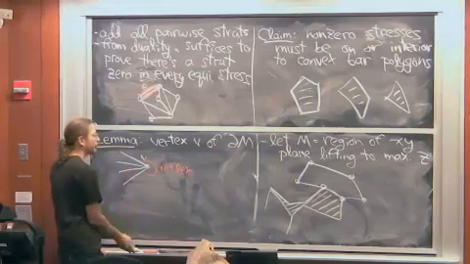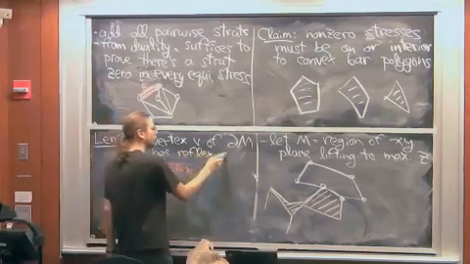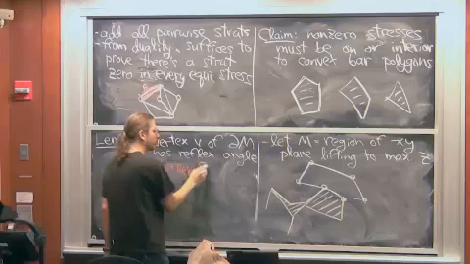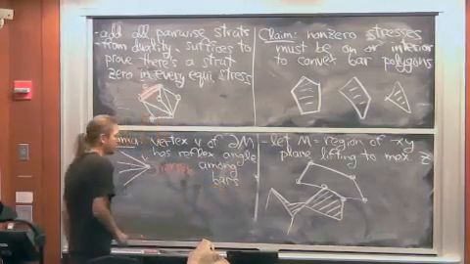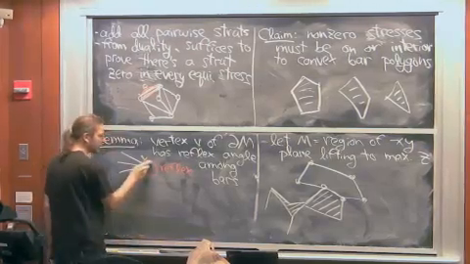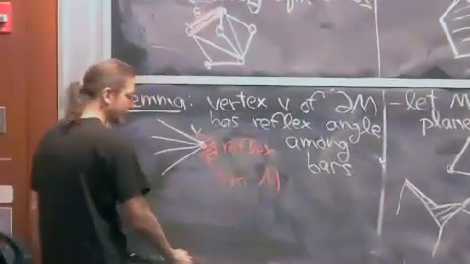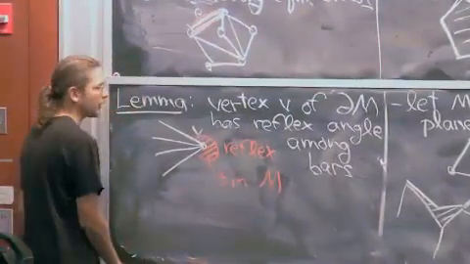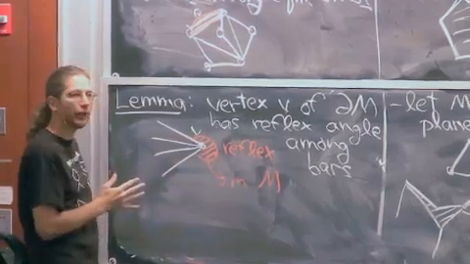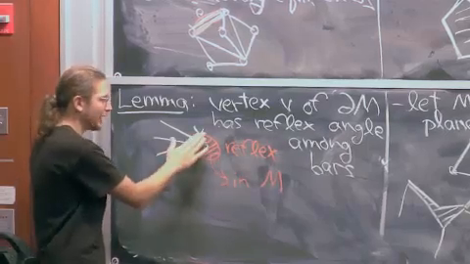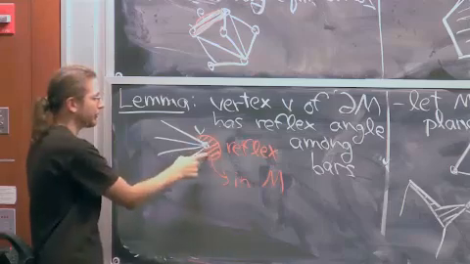Suppose vertex V has a reflex angle among just the bars. Then the claim is, locally, this entire region must be in M. Must be locally at the maximum z-coordinate. Okay, how did we prove that? Well, the claim is this had to be flat because there's no mountains here.